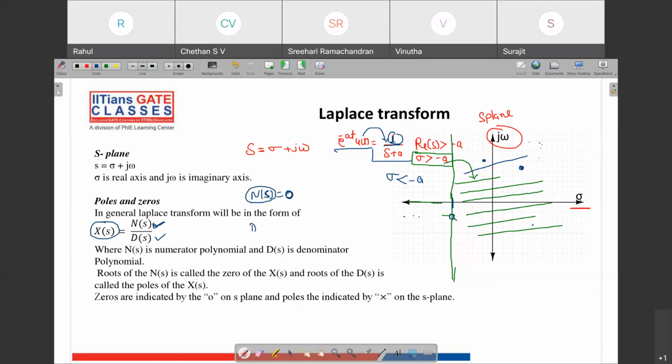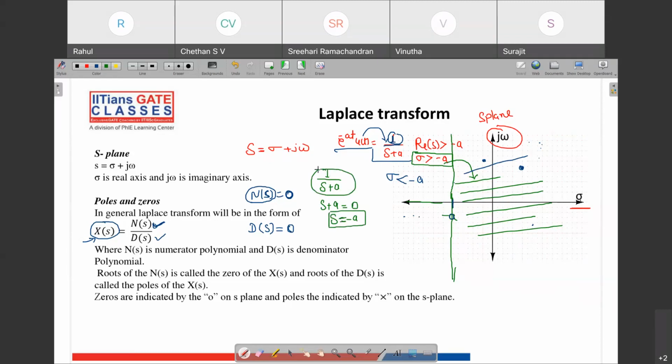And similarly, when you take the denominator and equate it to 0 and calculate the root of s, you'll get the pole of X of s. So this is what we call the poles and zeros of the Laplace transform. In this example, where we have the expression 1 by s plus a, in the numerator we don't have any polynomial of s. That means we don't have any zeros for this Laplace transform. But in the denominator, we have s plus a, and when you equate it to 0, you get s equal to minus a as a root of this polynomial. So s equal to minus a is a pole of this Laplace transform.